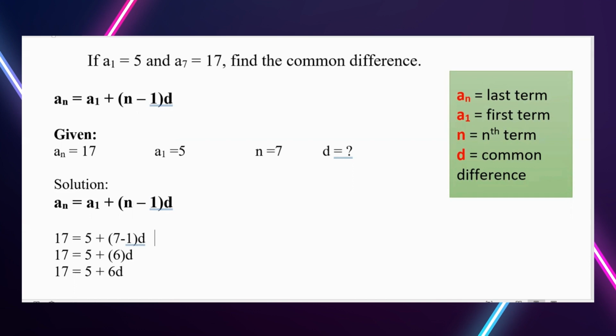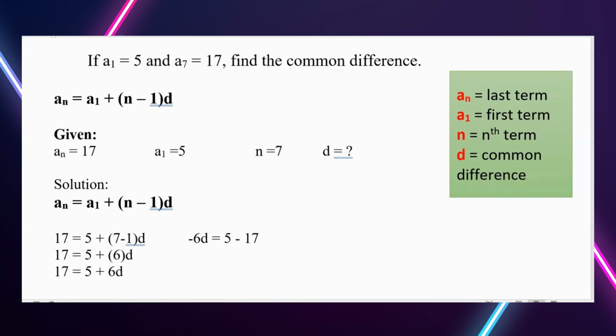Next, combine like terms. So negative 6d is equal to 5 minus 17. So how it became negative 6d? Because we transpose from the right side the positive 6d to the left side of the equal sign, kaya naging negative 6d.